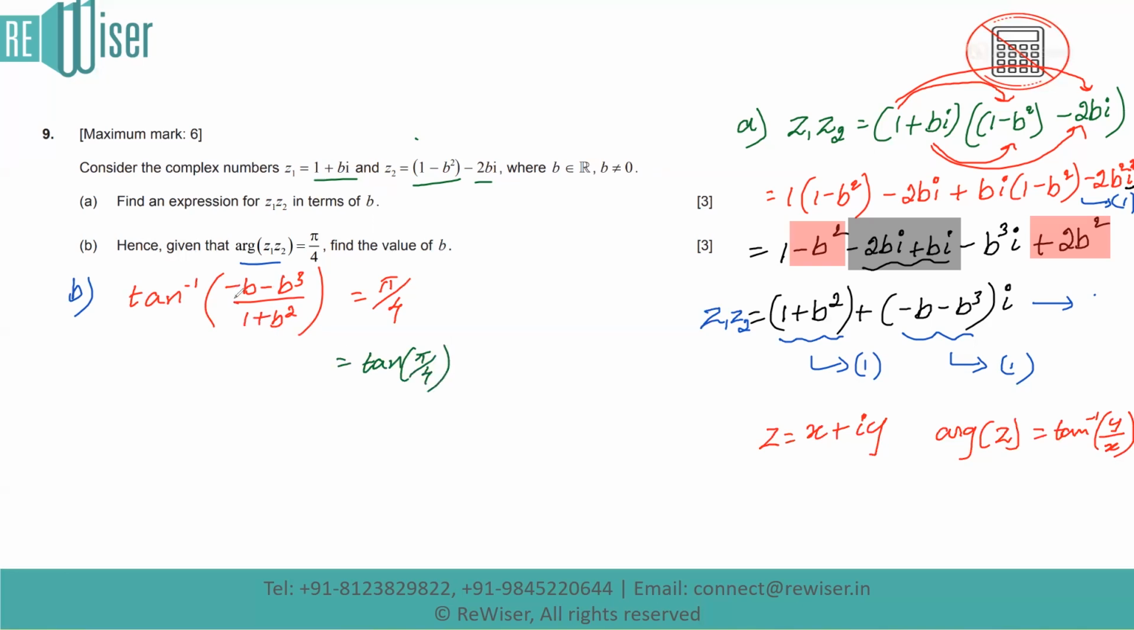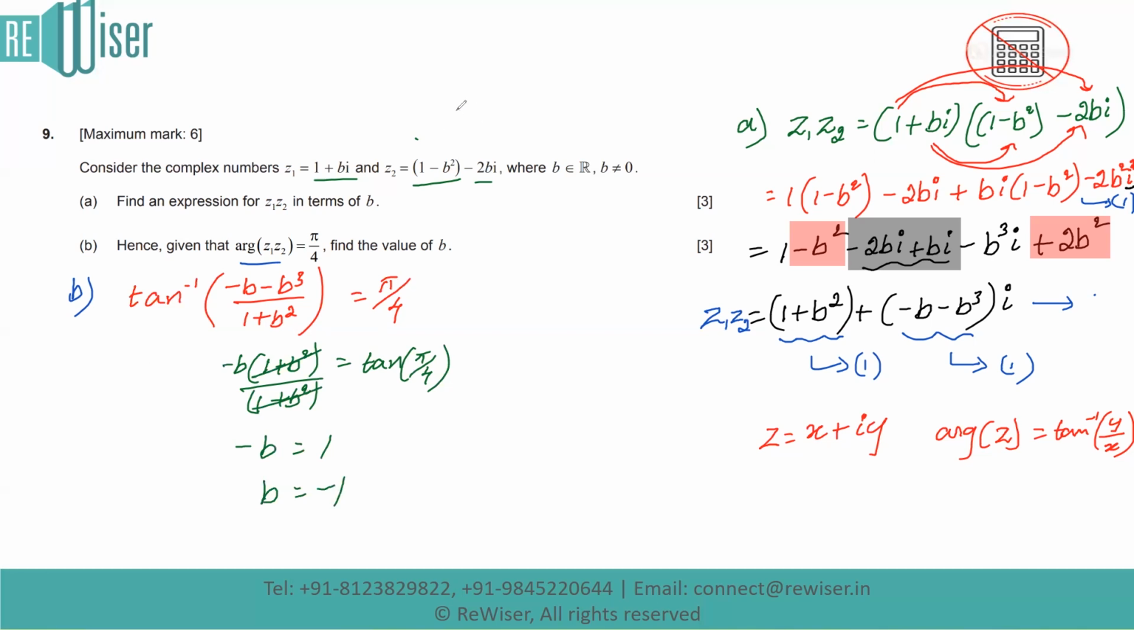And on the left-hand side, I can take negative b common out. If I take negative b common out, I'll be left with 1 plus b square divided by 1 plus b square. And here 1 plus b square and 1 plus b square, we can cancel out. And tan of pi by 4 is just 1. So that's why the value of b is negative 1.